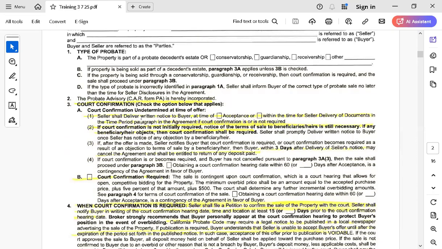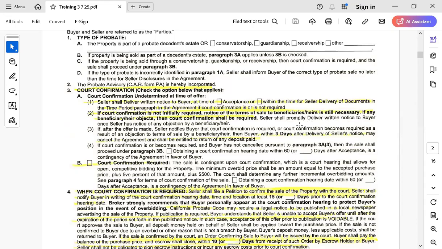So the seller should deliver to the buyer a written notice at time of acceptance or within the time for seller delivery of documents, if court confirmation is required or it's not. So on these, you're going to really be working closely and talking to the listing agent, because you will not know if court confirmation is required or not. Some require it, some don't, okay?